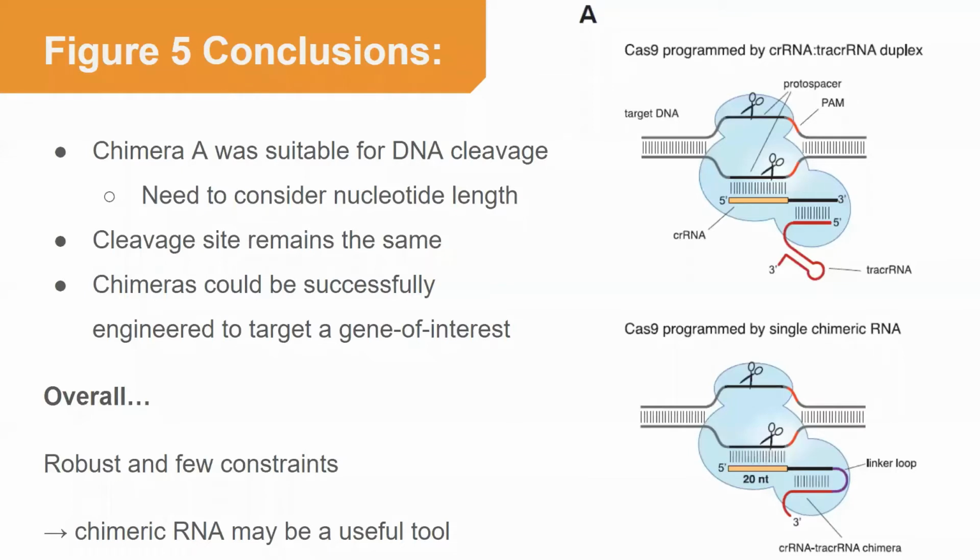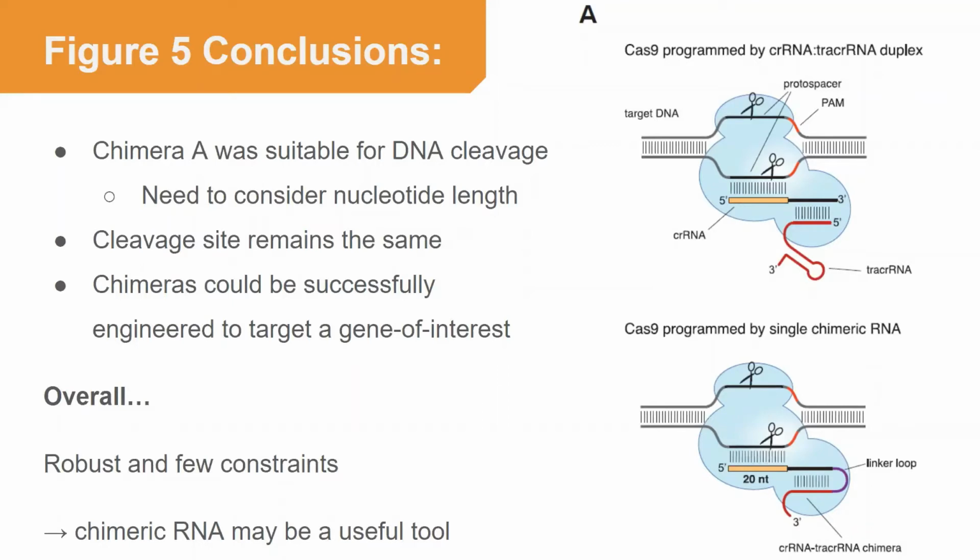So there are a few conclusions that the authors were able to draw from all these experiments. I've already talked about most of these, but I'll highlight them here again. So first, as seen in Figure 5b and Figure 5c, Chimera A was suitable for DNA cleavage, whereas Chimera B was not suitable and was not effective at cleavage. And the difference between these 2 chimeras was their length. So this suggests that when designing chimeric RNAs, one needs to consider the nucleotide length that is used.